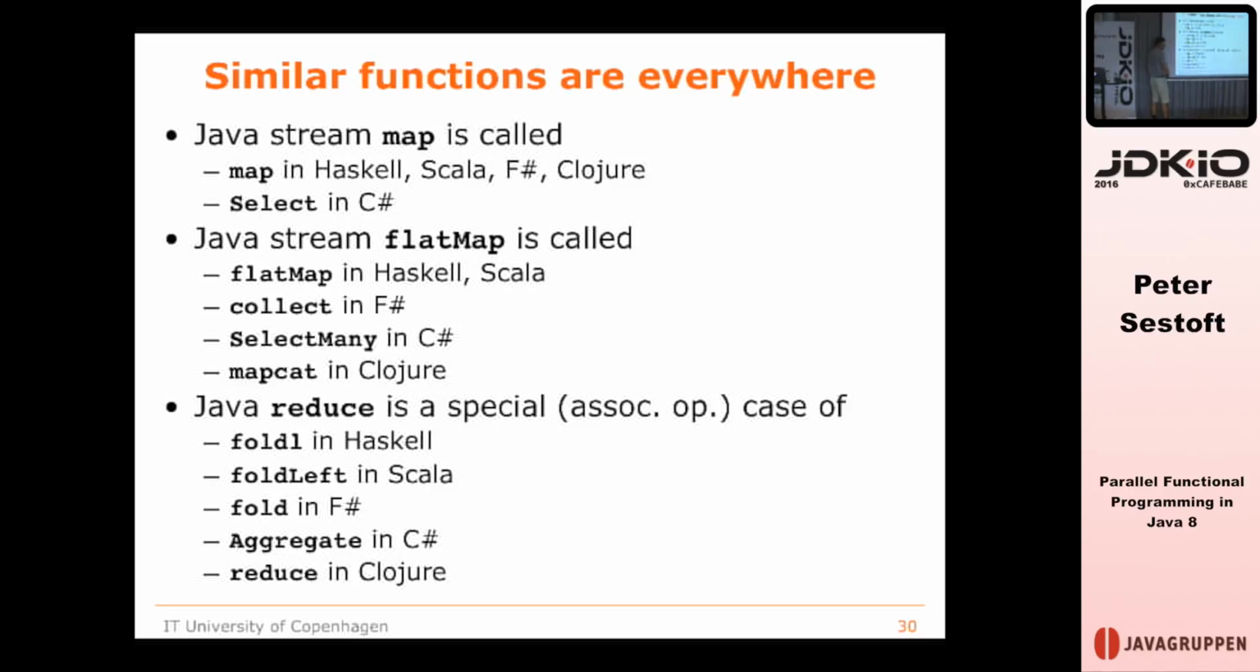Reduce is a special case of fold left in Haskell, fold left in Scala, fold in F#, aggregate in C#, and reduce in Clojure. And basically many of these functions go back, with strange names, to the 70s when people started thinking about this.